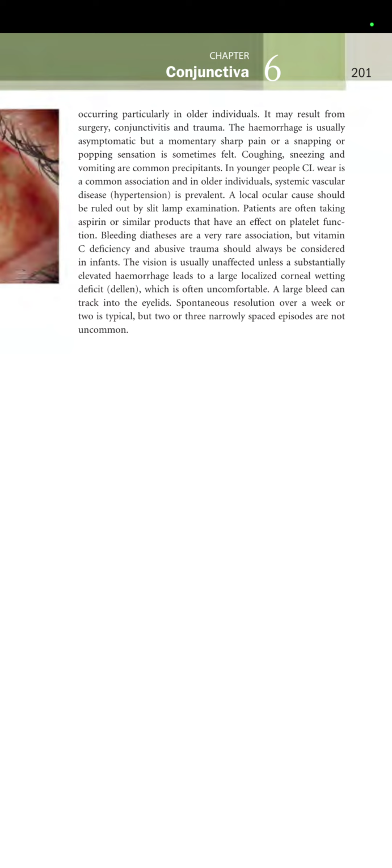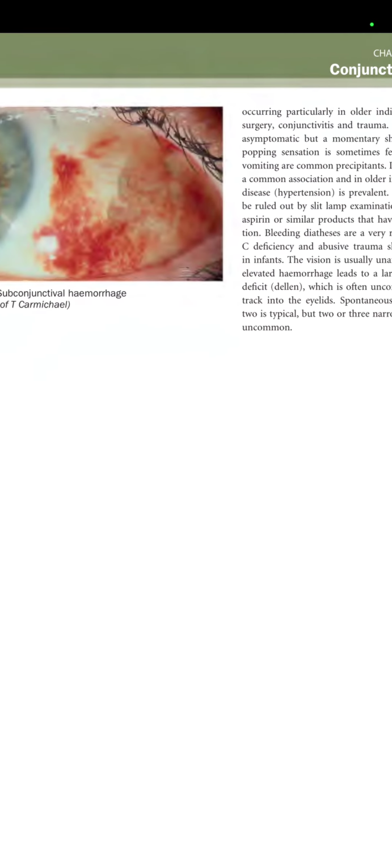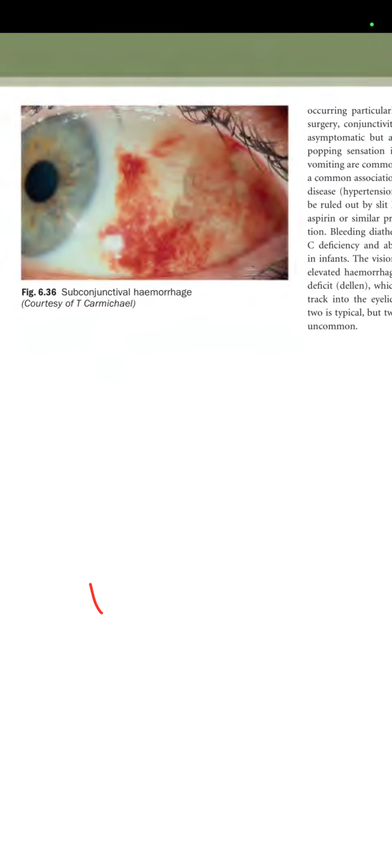The vision is usually unaffected unless a substantially elevated hemorrhage leads to a large localized corneal wetting deficit, which is often uncomfortable. A large bleed can track into the eyelids. Spontaneous resolution over a week or two is typical, but 2 or 3 narrowly spaced episodes are not uncommon. So basically, what is a subconjunctival hemorrhage?